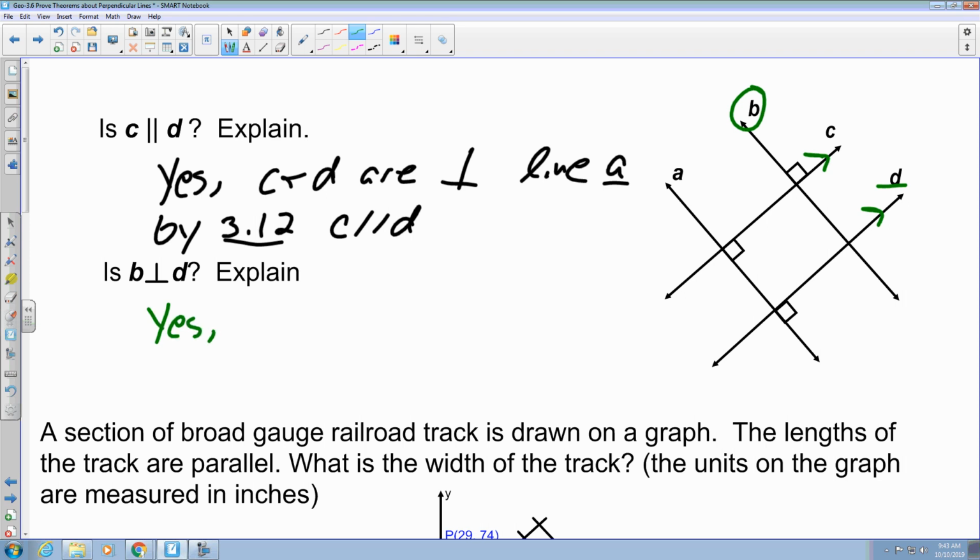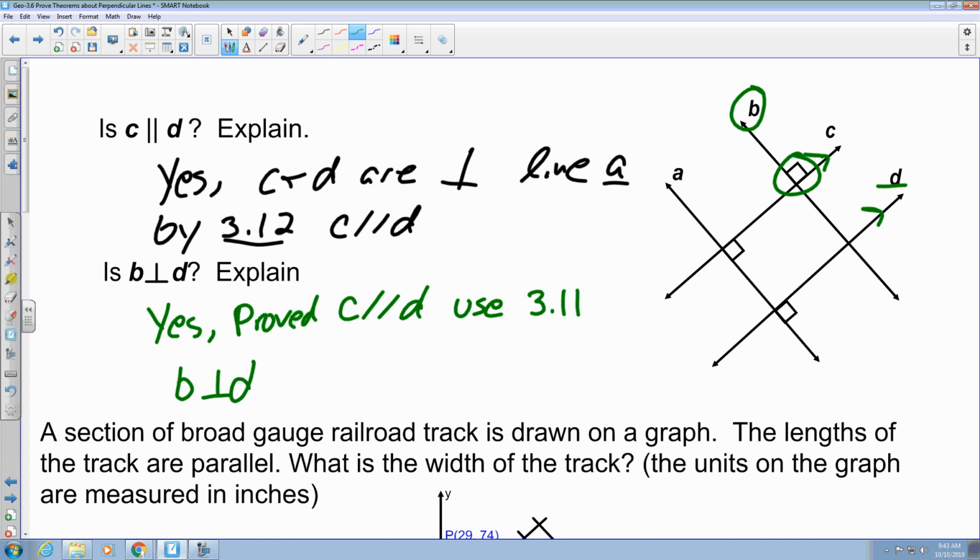Since we've proved C is parallel to D, which we explained above, we can now use theorem 1.1, which states that if a transversal is perpendicular to one of two parallel lines, which in this case it's perpendicular to line C, then it's perpendicular to the other. So by that statement, we can now say that B is perpendicular to D.